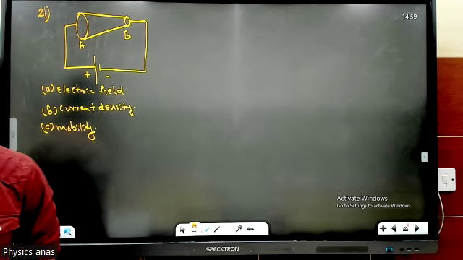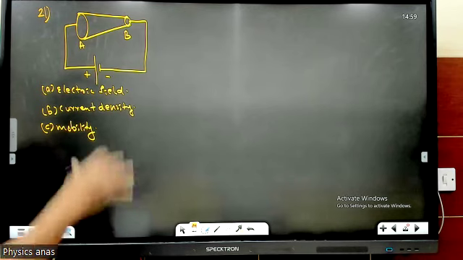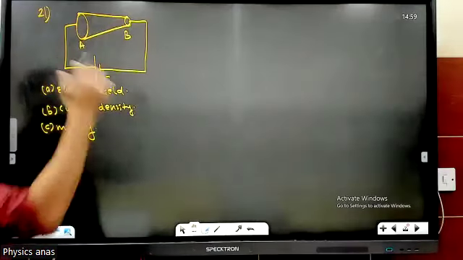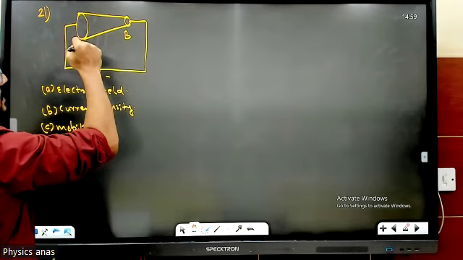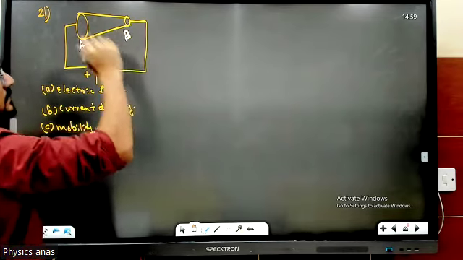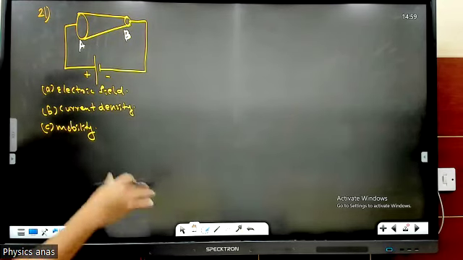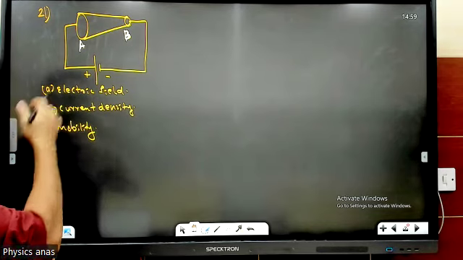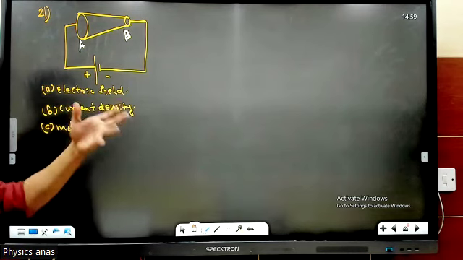The thickness of a conductor continuously decreases from its one end A to another end B. So there is a conductor, and that conductor has a varying thickness. Its thickness decreases from A to B. And in the question, they are asking what will happen to the electric field, current density, and mobility.